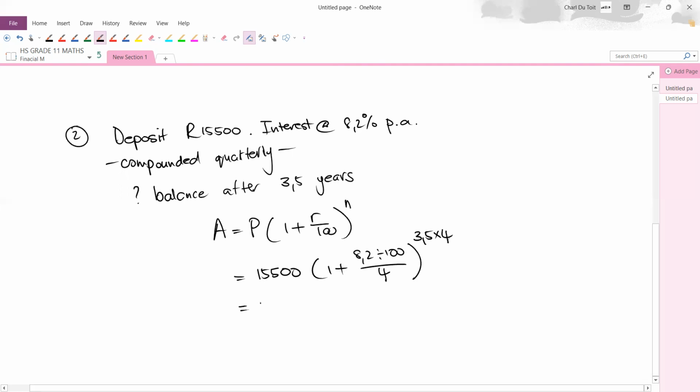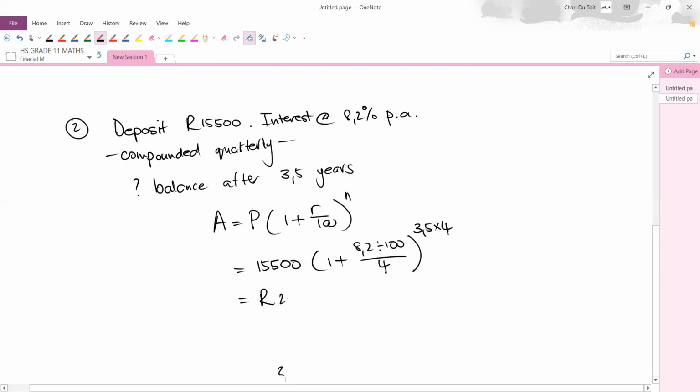See if you get it. It's important to put an R in front to indicate that it's Rand. 20,592 Rand and 73 cents.